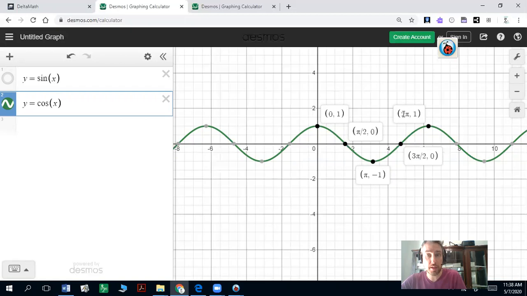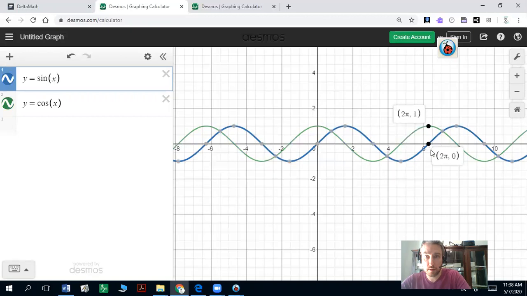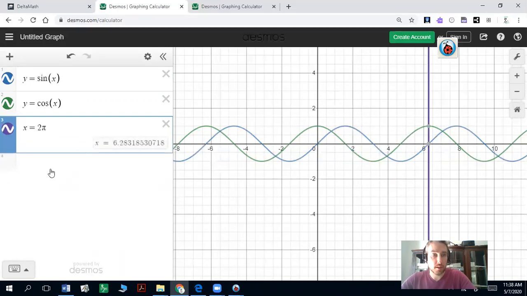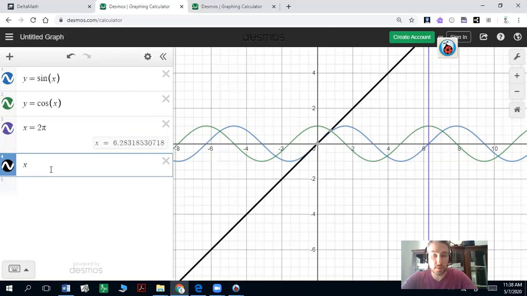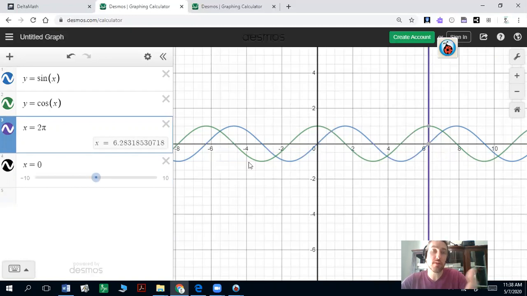Well, that's the same period as a sine. So whether it's sine or cosine, 2 pi is a little more than 6, right? 6.28. So right here, that is the cutoff. That's one full period. If I just say x equals 2 pi, so you can get the idea. X equals 0. So the distance between these two x values represents one full period of either the sine or cosine function.